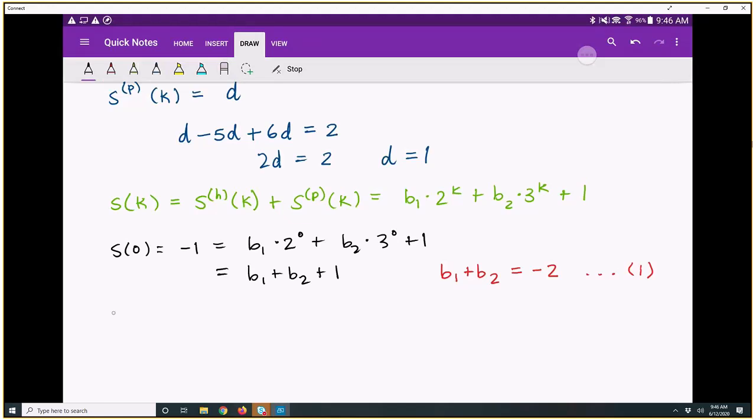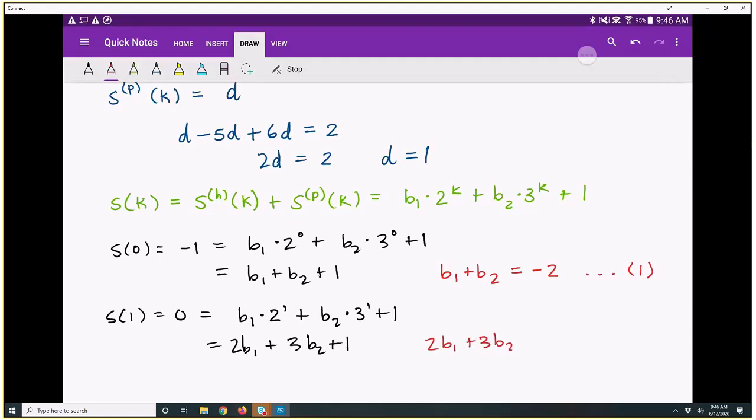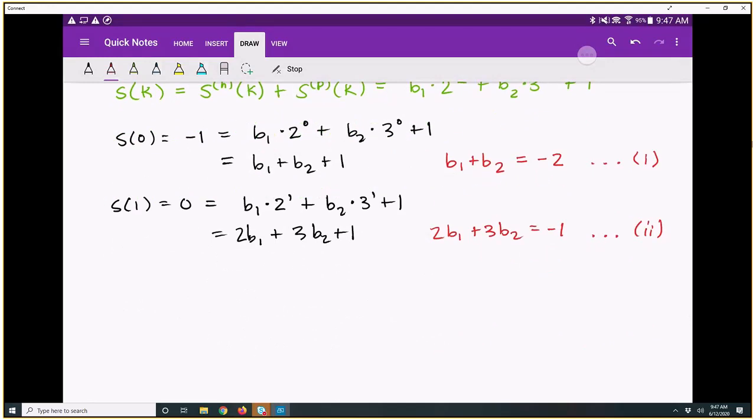Then I have s of 1 equals 0, and s of 1 is b1 times 2 to the power 1 plus b2 times 3 to the power 1 plus 1. And that's 2b1 plus 3b2 plus 1. So from this equation, I can obtain 2b1 plus 3b2 equal to -1, and that will be equation 2. So I need to solve this system of two equations for the two unknowns b1 and b2.